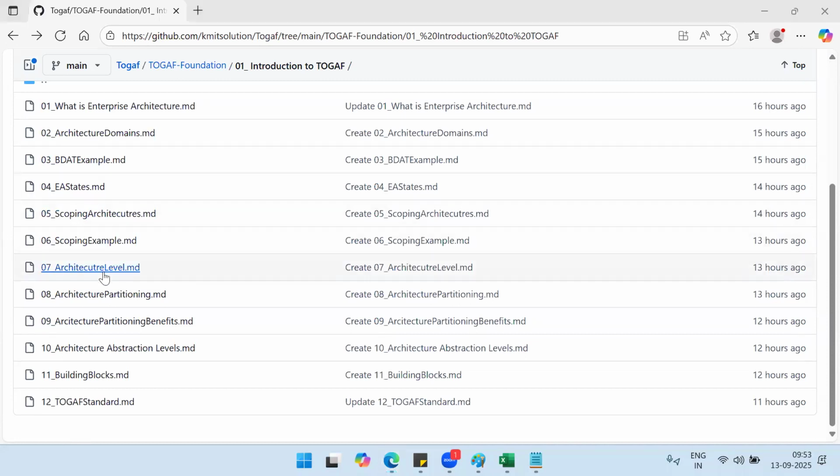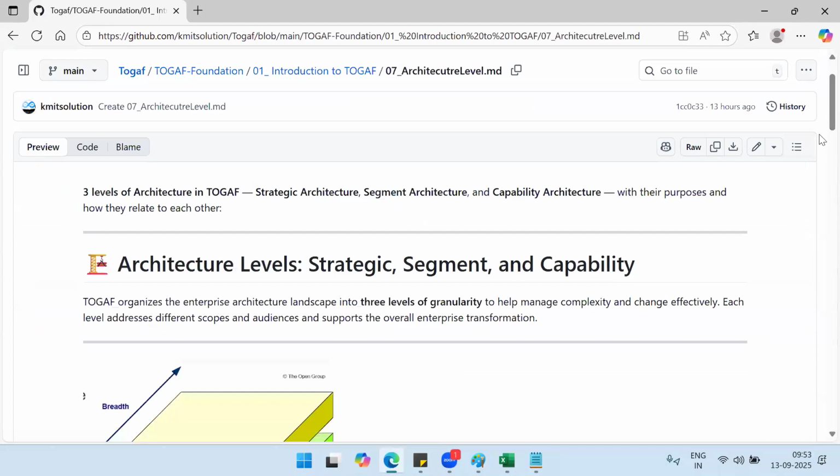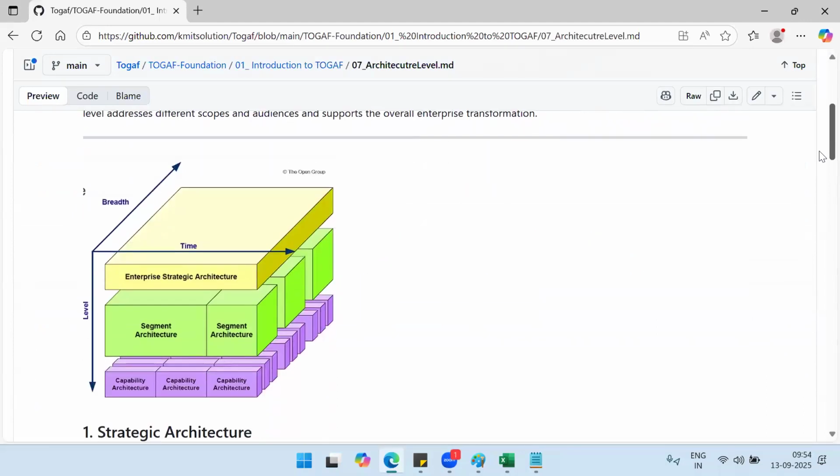Raman, can I ask a question here? Yeah. So on all these levels, from strategic to segment to capability, in what phases? I know the EA will be involved in all the phases, but in how many phases will solution architects be involved, like when we have more of a technical discussion or technical aspects to cover?